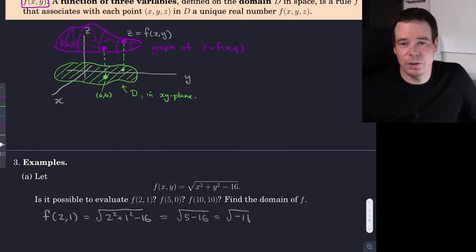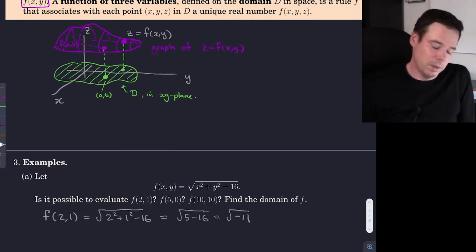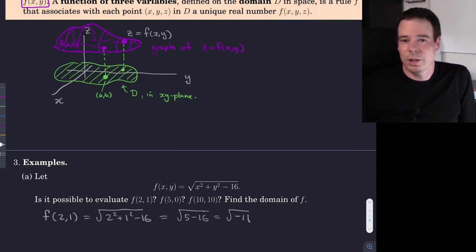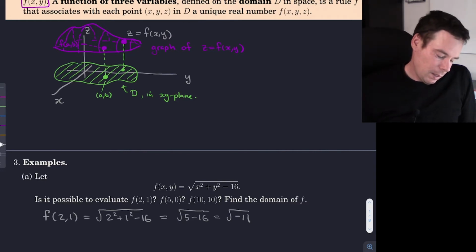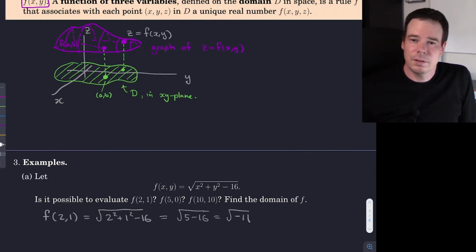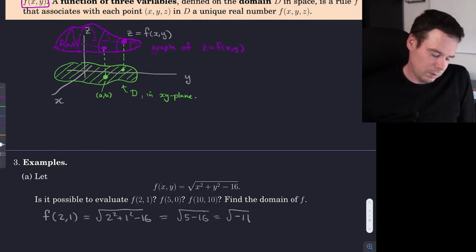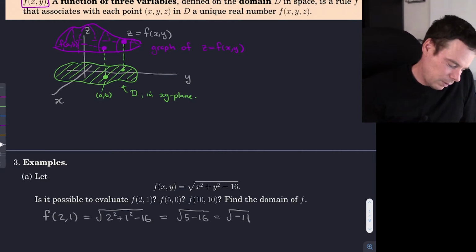Now in this course we only deal with real numbers. We're not dealing with complex numbers. If you know about those, just to be reassured, we're not dealing with them in this course. If you don't know about complex numbers, not to worry, we're not dealing with them in this course. But the issue here is what is the square root of negative 11? What real number, when you square it, is going to be negative 11? And the answer is there is no real number whose square is negative 11, because the square of any real number is non-negative. So is it possible to evaluate f of 2 comma 1?